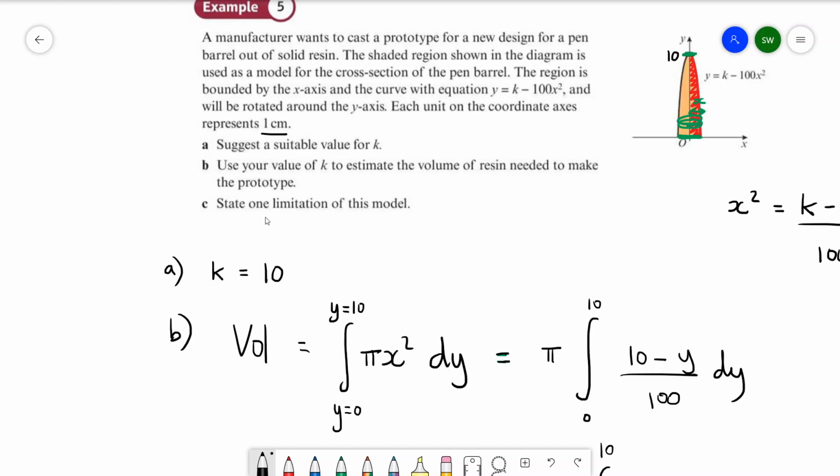And then part C is a really common type of question, as you probably already know from modelling questions. They like to ask what's the limitation in the model. The general answer that you can normally always give is that the exact shape of the pen isn't going to match the curve exactly. It's unlikely that it's going to be that quadratic shape exactly. So therefore, we're either going to underestimate or overestimate the volume required.